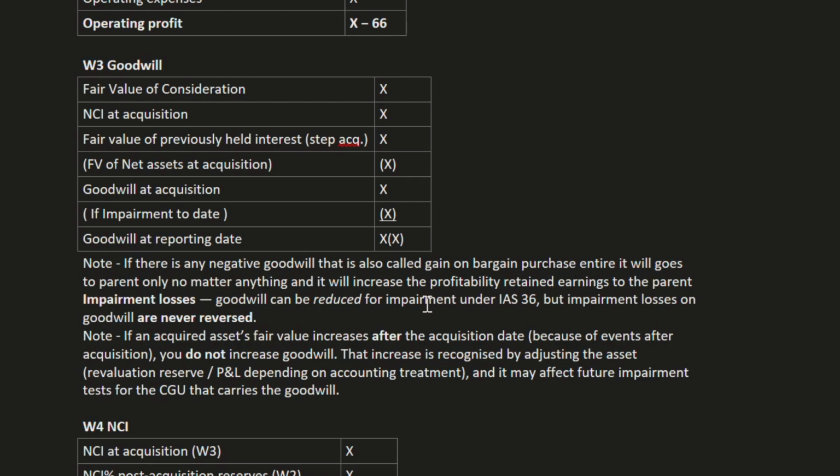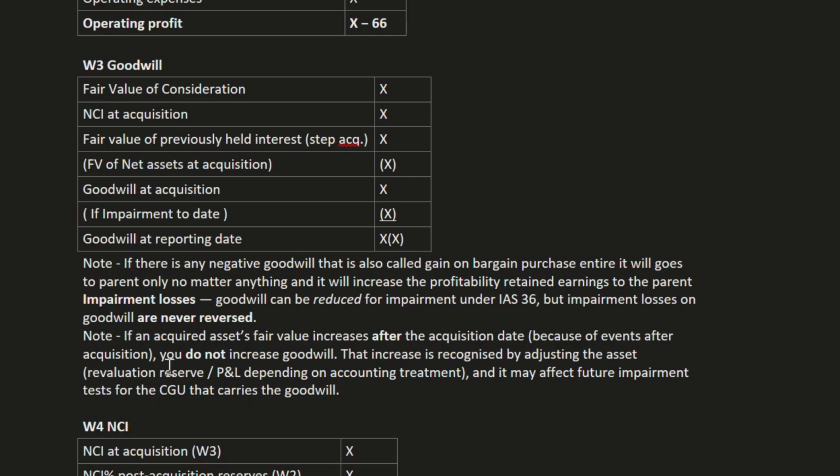Goodwill can be reduced from impairment under IAS 36, but impairment loss on goodwill is never reversed. Note, if any acquired asset's fair value increases after the acquisition date because of an event after acquisition, we do not need to increase goodwill. That increase is recognized by adjusting the asset revaluation reserve or P&L depending on the accounting treatment, and it will affect further impairment tests for the CGU that carries the goodwill.